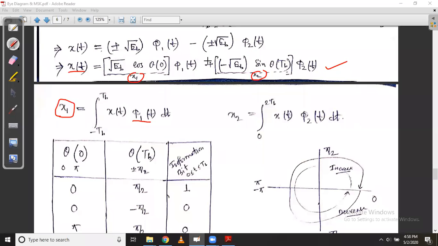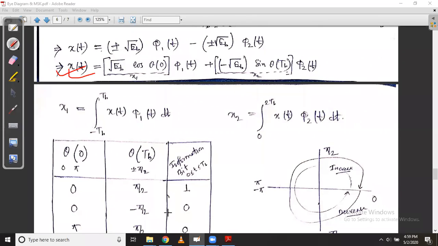Similarly, if you want to get x2, the same process. The main x(t) signal is multiplied by the next, or second, basis function and integrated over this region. So this is almost the final expression.